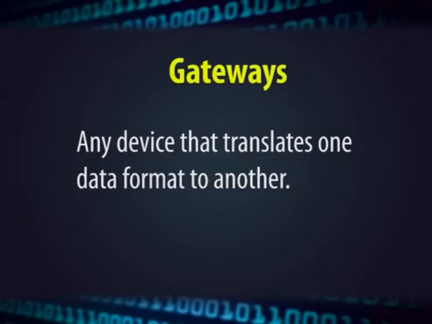Gateways. Any device that translates one data format to another is called a gateway. Some examples of gateways include a router that translates data from one network protocol to another, a bridge that converts between two networking systems, and a software application that converts between two dissimilar formats. The key point about a gateway is that only the data format is translated, not the data itself. In many cases, the gateway functionality is incorporated into another device.